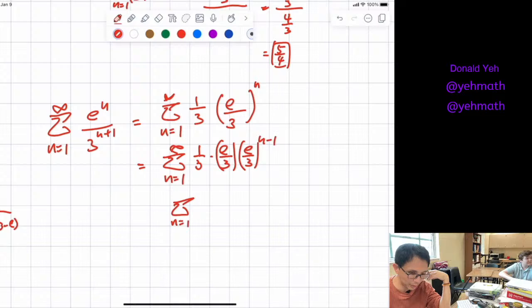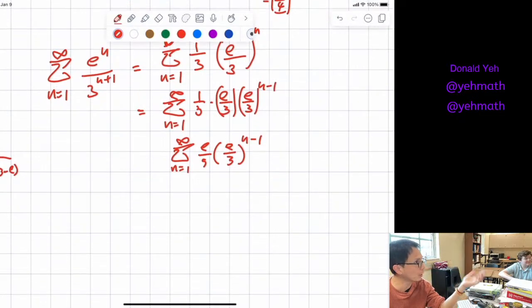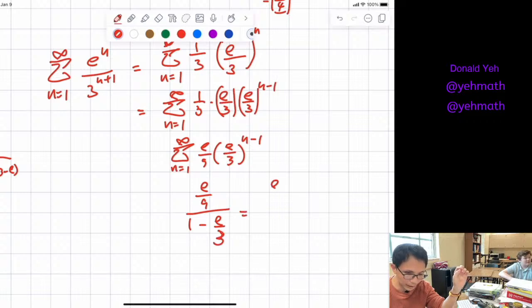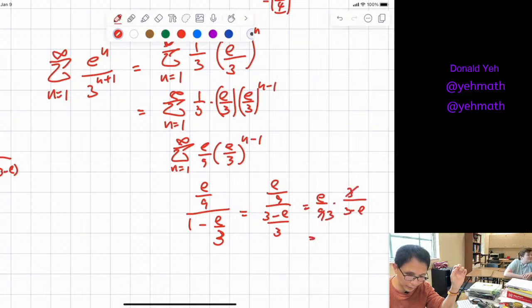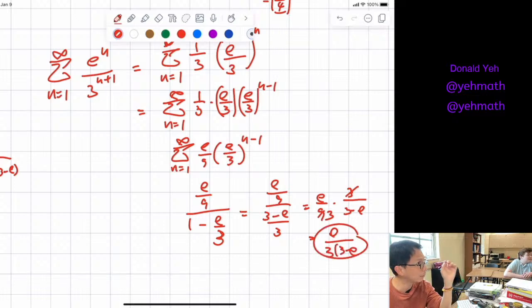So summation n equals 1 to infinity of e over 9 times e over 3 to the n minus 1. Now you are in the correct geometric form. Now you can say e over 9 over 1 minus e over 3. Then e over 9 over (3 minus e over 3) is e over 9 times 3 over 3 minus e. That cancels out the 3, giving e over 3 times 3 minus e. And that will be the answer here.